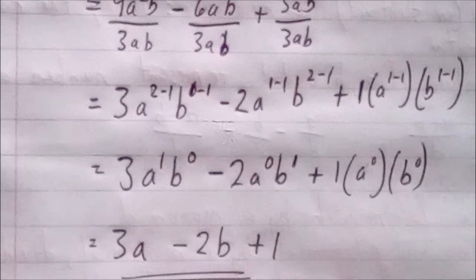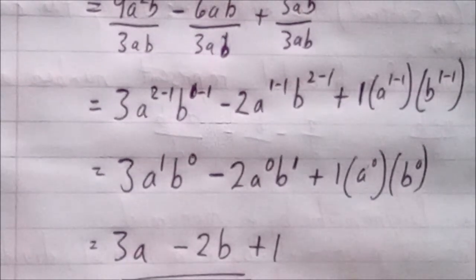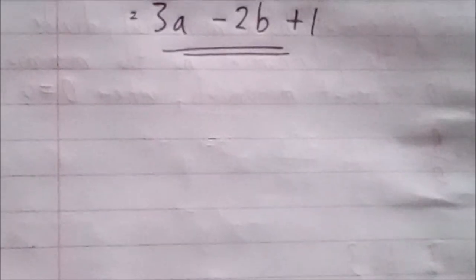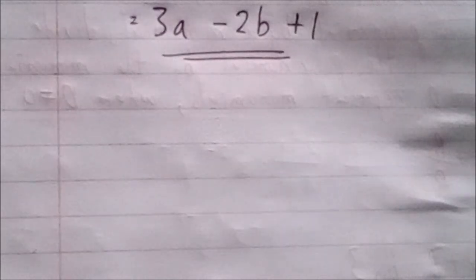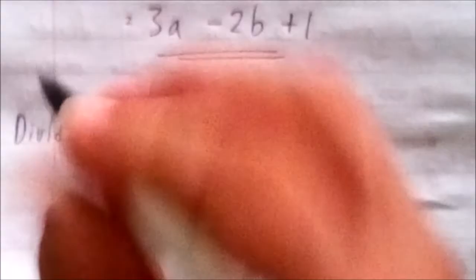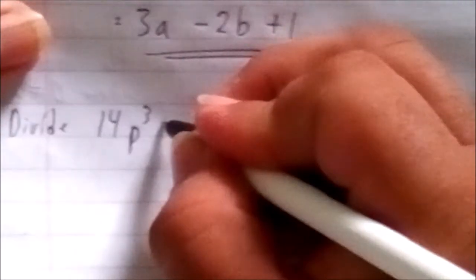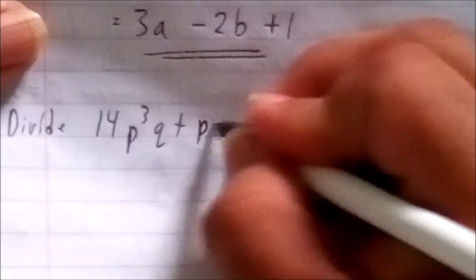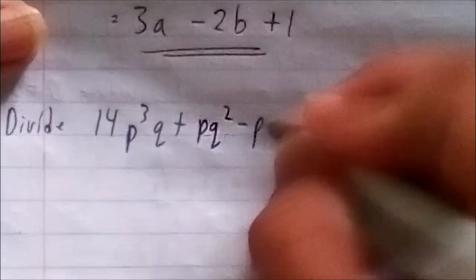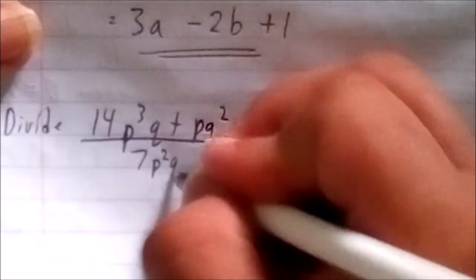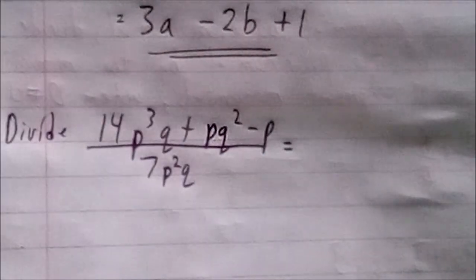So let's try another example, and these are where we get more complicated polynomials. So our next example is as follows. Divide 14p cubed q plus pq squared minus p over 7p squared q. Break it down into its components.